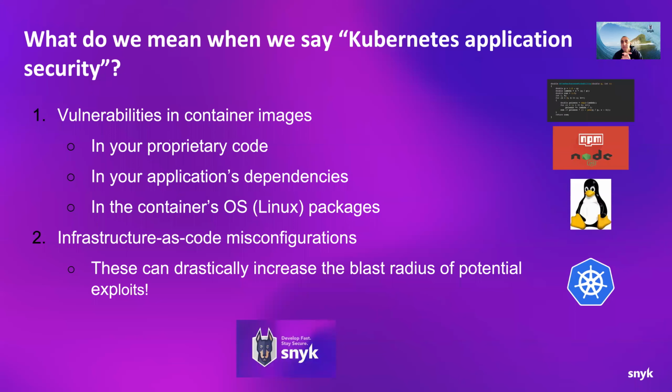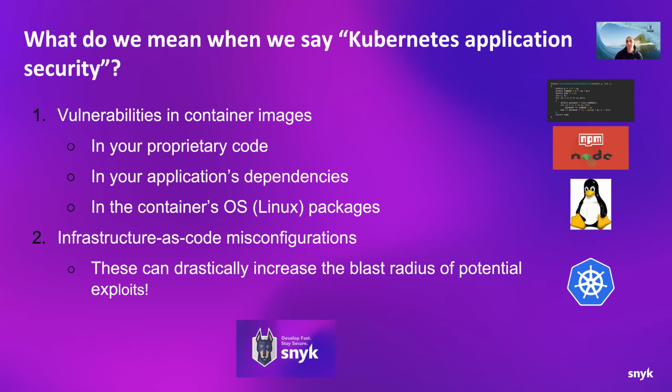So what do we mean when we say Kubernetes application security? Because we're talking about containers running in Kubernetes. What that really means from Snyk's perspective is vulnerabilities in the container images. That's the proprietary code that you write yourself, your own custom IP, if you like. We also scan the application dependencies themselves. If you're using Java, for example, that's your pom.xml or your build.gradle file, or if it's an NPM application, it's your package.json.